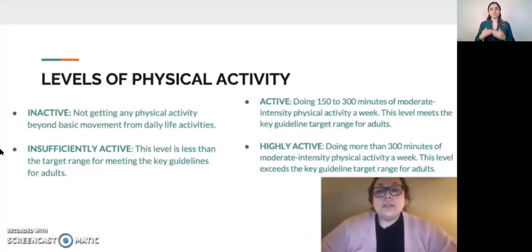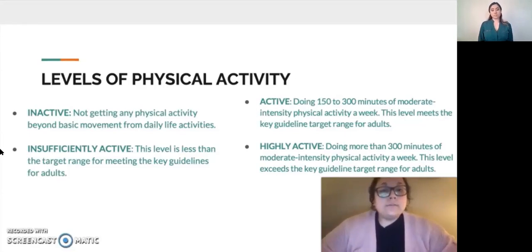The levels of physical activity include inactive, insufficiently active, active, and highly active. Inactive means that a person is not getting any physical activity beyond basic movement from daily life activities. Insufficiently active means, in this level, the individual is doing some moderate or vigorous intensity physical activity, but less than 150 minutes or 75 minutes of vigorous intensity physical activity or the equivalent combination. In this level, it is less than the target range for meeting the key guidelines for adults.